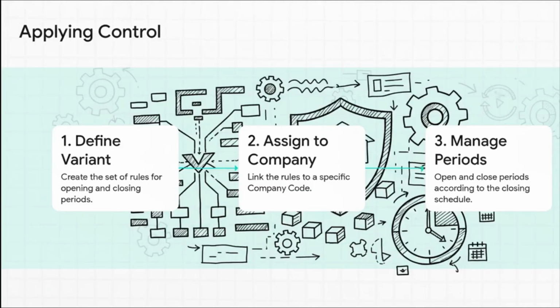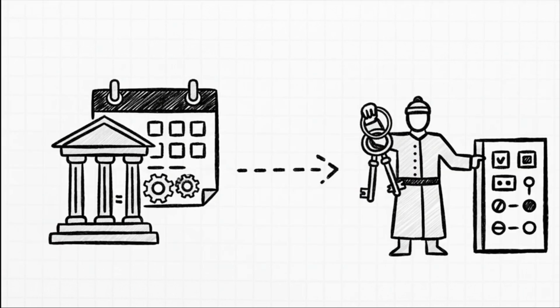And applying this control is a super logical 1-2-3 process. First, you define the rulebook. That's the variant itself. Second, you assign that rulebook to a specific company. And third, you just use it to open and close the periods month by month as your accounting cycle moves along. Simple as that. Now this, right here, is the most important takeaway: the separation of duties.